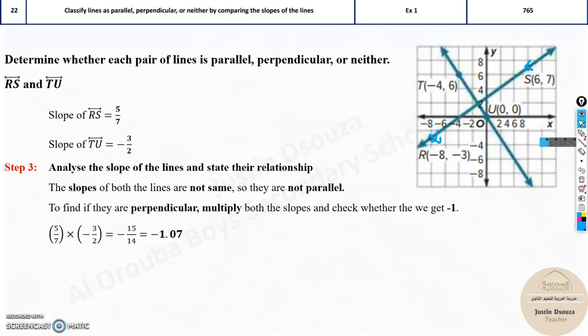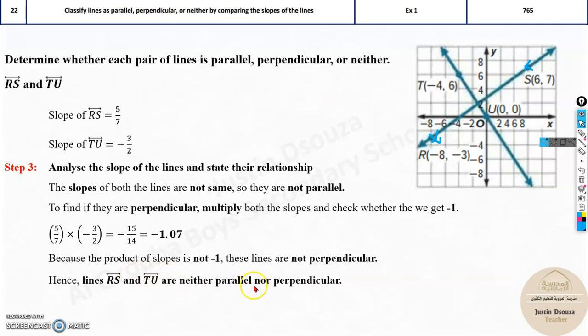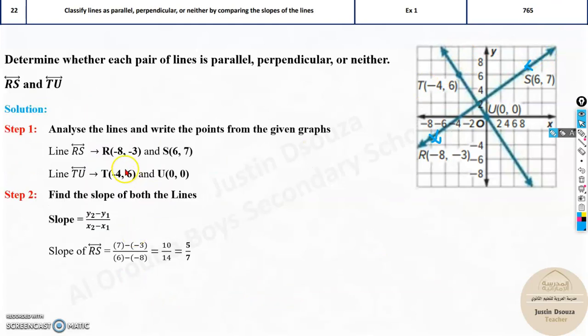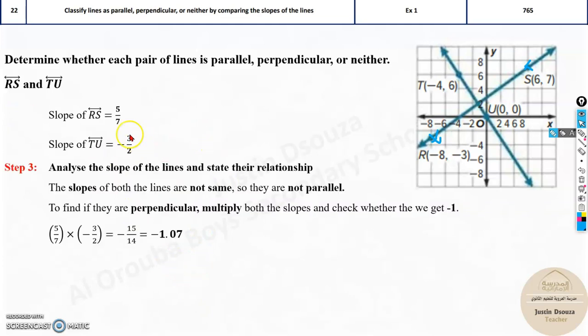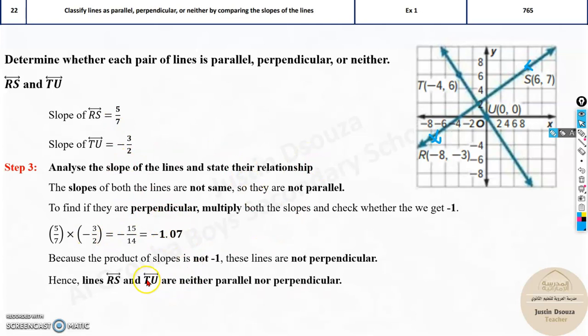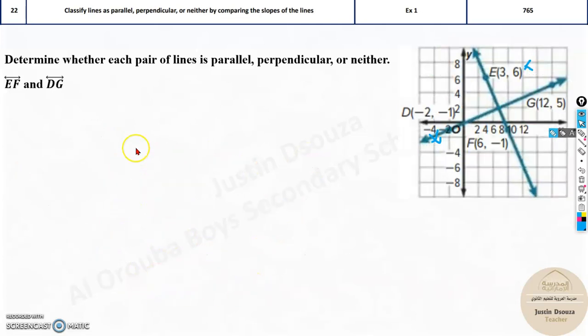But over here, it is not the case. So that means this is neither. These are neither perpendicular nor parallel. So you need to do the slope over here. If they're not same, then you must check for perpendicular, multiply the slopes. If they're -1, it's perpendicular. But in this case, it's neither. That's the answer. Let's do one more last problem over here.